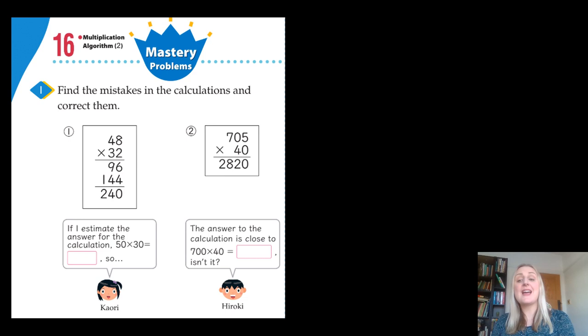And as we'd expect, it's a place value issue. I mean, they've got that 144 in the wrong place, which is the most common mistake that children make on multiplication problems. But this is a standard technique, spot the mistake, and it's interesting to see it used in textbooks from other countries.